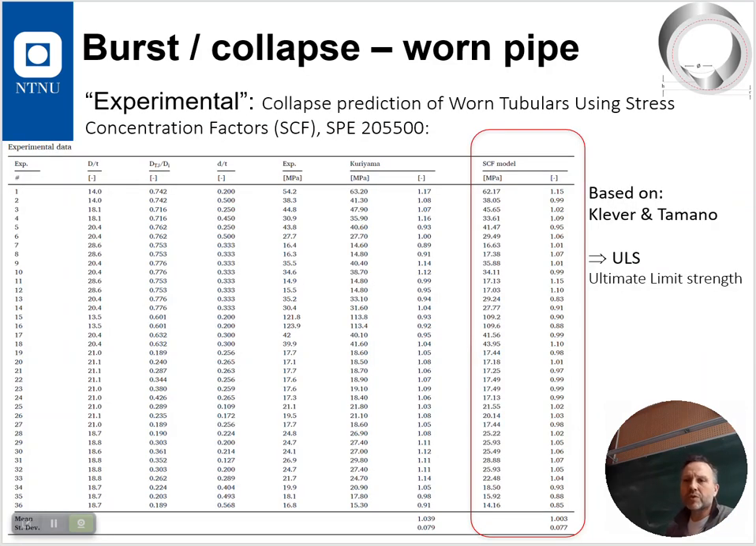Of course, we had to do something about that at NTNU. I mentioned that before: the extremely clever, talented Mr. Andreas Tegland and his paper SPE 205,500. You see his stress concentration factor model here versus Kuriyama, and that it's more accurate. This is for worn pipes, and it's valid for absolutely all collapse modes. Again, if you guys want to do business, let's talk. It's in the drawer.